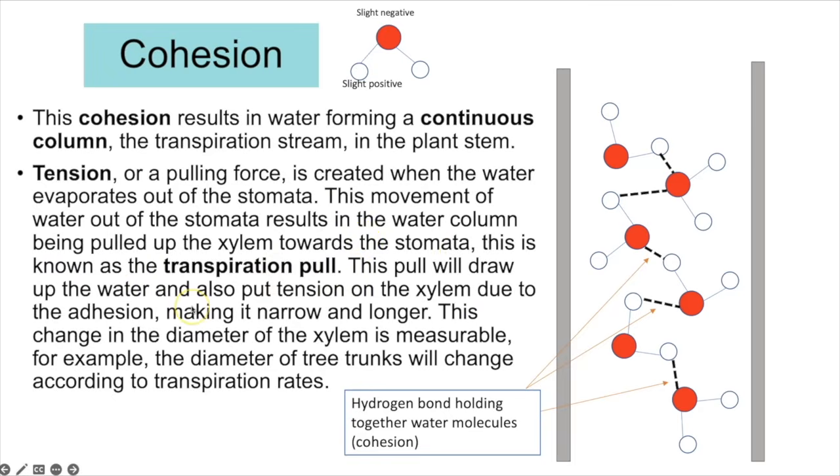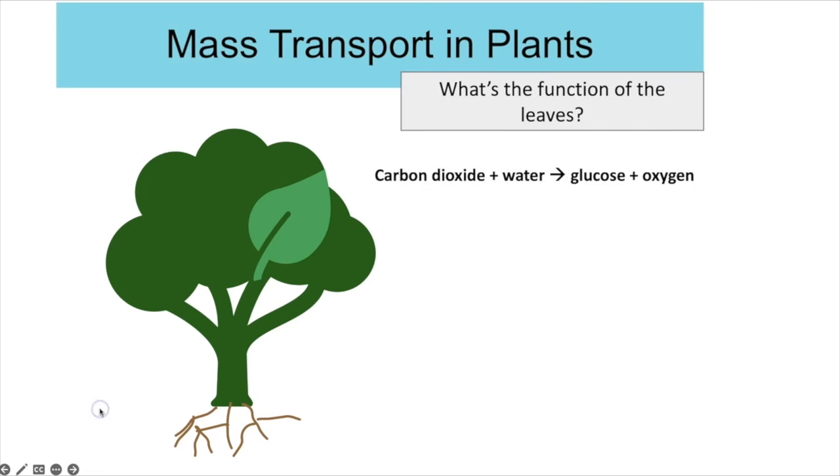This pull will draw up the water, and it also puts tension on the xylem because the water is stuck to, or adhering to, the xylem walls. So this pulls the xylem inwards, making the hollow tubes narrower and longer. And this change in diameter of the xylem is measurable. For example, the diameter of a tree trunk will change according to its transpiration rates. And when it is a narrower tube, it makes it even easier to pull that column of water up the xylem.